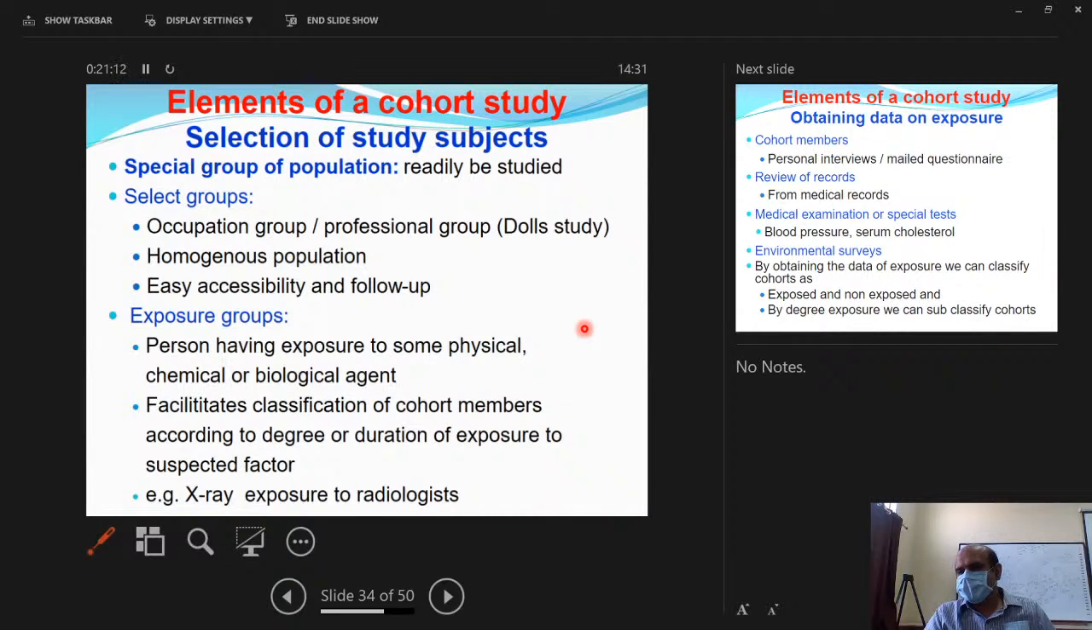Okay. Now, an exposure group is a group of persons having exposure to some physical, chemical, or biological agent. And some facilities allow classification of cohort members according to the degree or duration of exposure to the suspected factor. So there are exposure groups, like somebody exposed to X-rays, somebody exposed to injuries. So these are exposure groups.